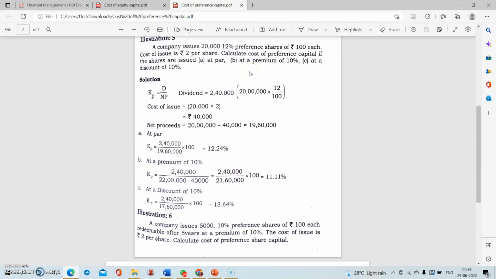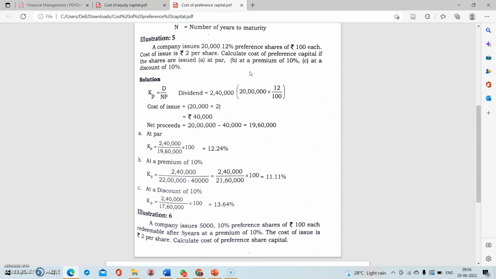The first one is irredeemable preference share. In this problem, how will you know whether the shares are redeemable or irredeemable? In the case of redeemable, the realizable value or redeemable value will be given. In this case, it's not given. So you can take it as irredeemable, and the first formula you will be applying. So cost of preference shares is equal to dividend by NP.